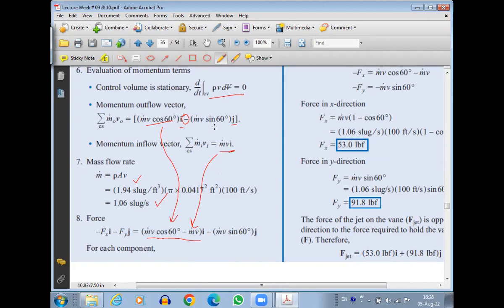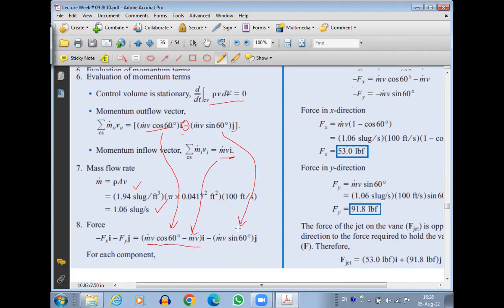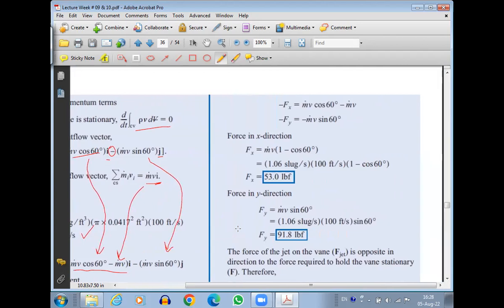Minus the j component. Here we have the j component in the momentum outflow, but there is no j component in the inflow, so we have just one component. Then we can separate it component by component: we'll have the x component equation and the y component equation.